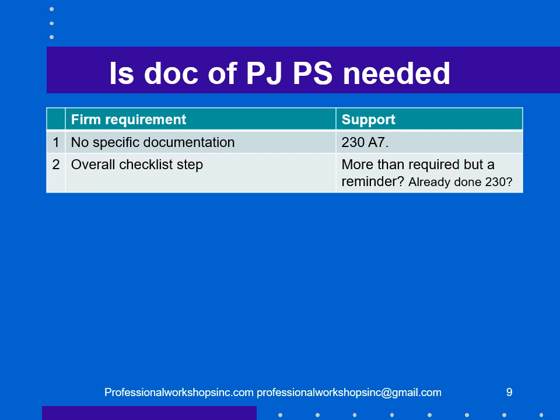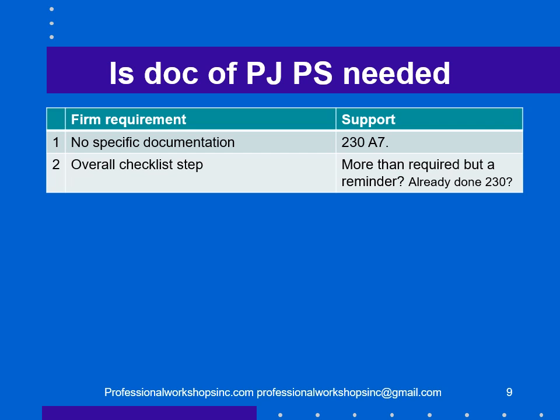Maybe you're going to have an overall checklist step. During the course of the audit, the partner, all the staff used professional judgment and professional skepticism. Or maybe you modify that around a little bit. The engagement partner encouraged all staff to use professional skepticism and professional judgment. Tick, and document and date, or date and initials, and it's there.